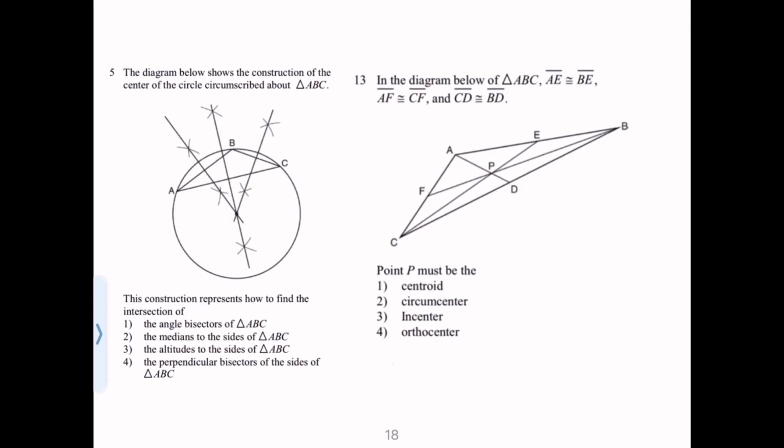The diagram below shows the construction of the center of the circle circumscribed about triangle ABC. So immediately we know that this is talking about the circumcenter, because this is the circumcircle. This construction represents how to find the intersection of... Okay, so remember that the circumcenter is the intersection of the perpendicular bisectors of a triangle. So the answer is number 4, the perpendicular bisectors of the sides of triangle ABC.